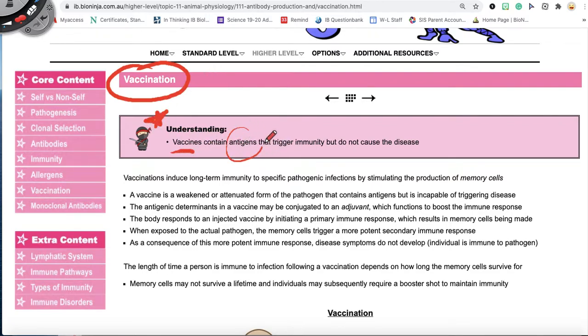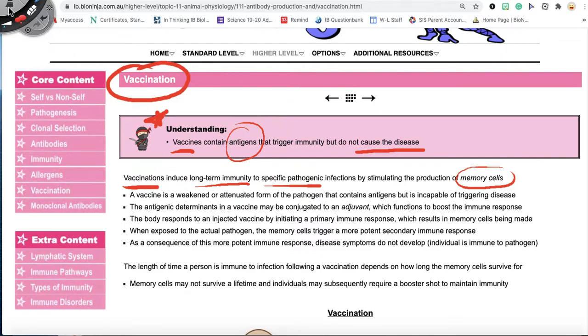Vaccines contain antigens that trigger immunity but do not cause the disease. Remember that we said that an antigen was any foreign substance that our immune system does not recognize. So vaccinations are able to induce long-term immunity to specific pathogenic infections by stimulating the production of memory cells. And remember that the ability to remain with that long-term immunity is the persistence of those memory cells.